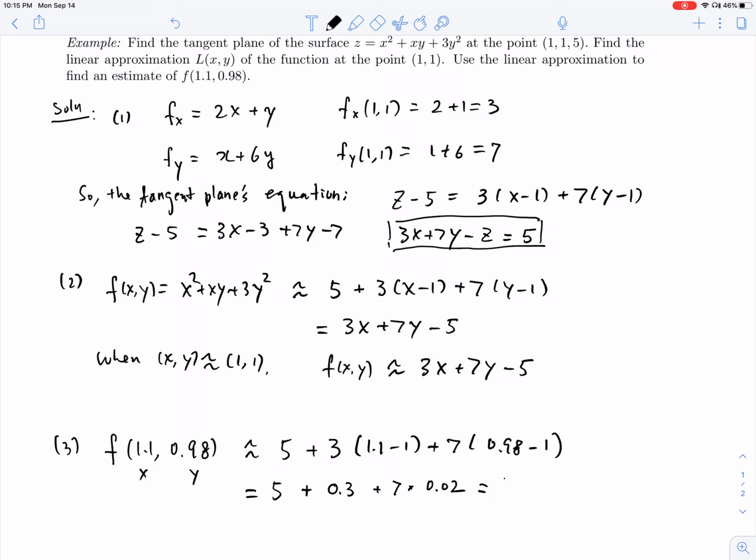So we can actually finish this computation. It's 5 plus 0.3 minus 0.14. So we have 5 plus 0.16, and that's equal to 5.16. We remember the value at 1, 1 is 5, and the value at 1.1, 0.98 is approximately 5.16, and that makes perfect sense.